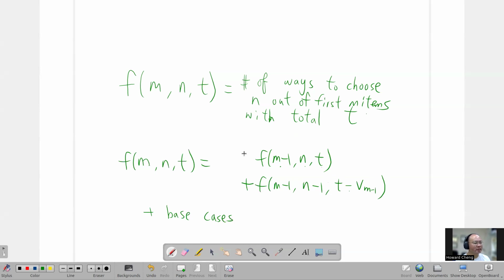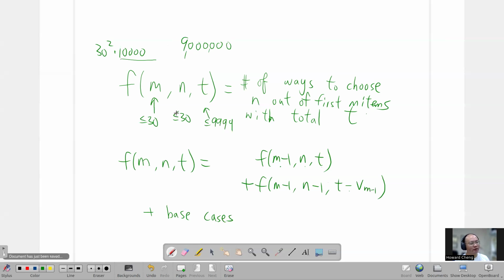And you write this and you say, okay, how bad can this be? This is at most 30, this is at most 30, and this is at most 9999. So altogether it's roughly 30 squared times 10,000. 30 squared is 900, and then you have 4 more zeros. 9 million, if I haven't screwed up. And you say 9 million, that's nothing for 6 seconds. And that's really good enough if there were not 500 cases.